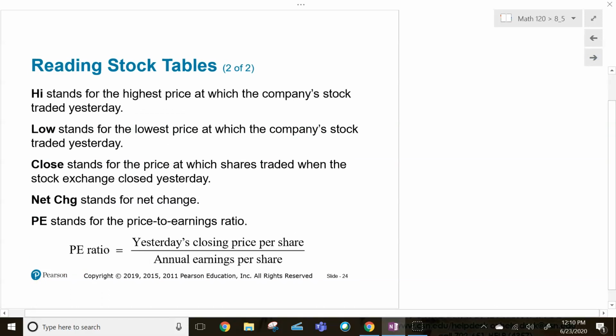So the high and the low stand for the highest and lowest prices that it traded yesterday. The price goes up and down throughout the day, and then there's a closing price as well. Net change stands for how it closed compared to the previous day's close. Price to earnings ratio is in essence the amount an investor is willing to invest in order to earn $1 in earnings from that company. So if your PE ratio is, I don't know, 75, then you have to invest $75 to earn $1 for that year.